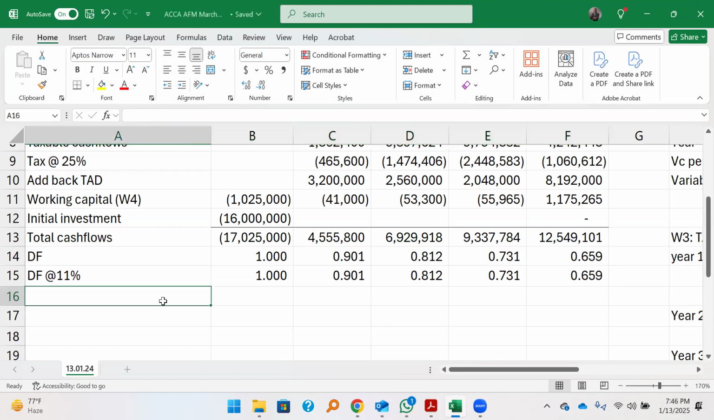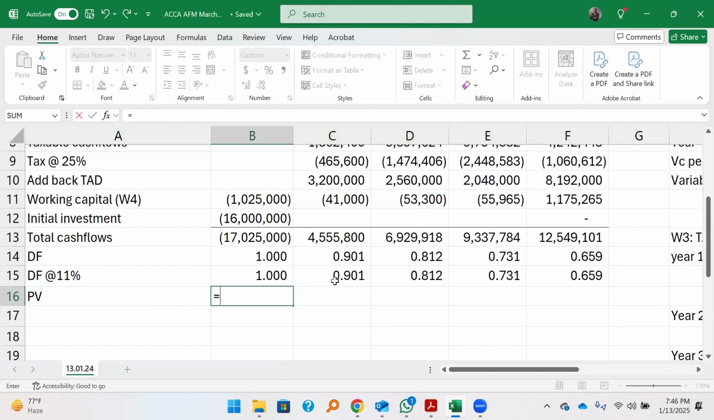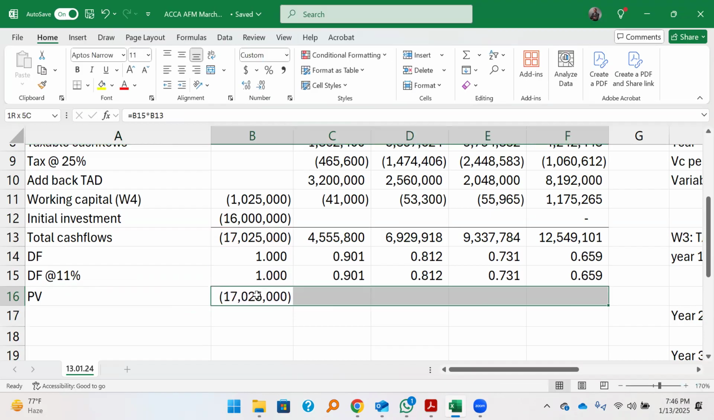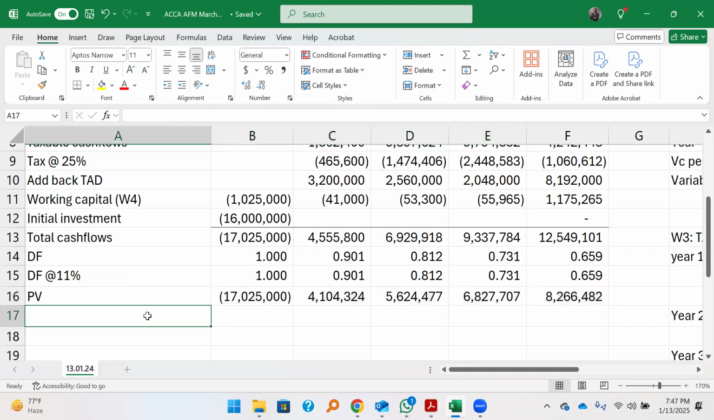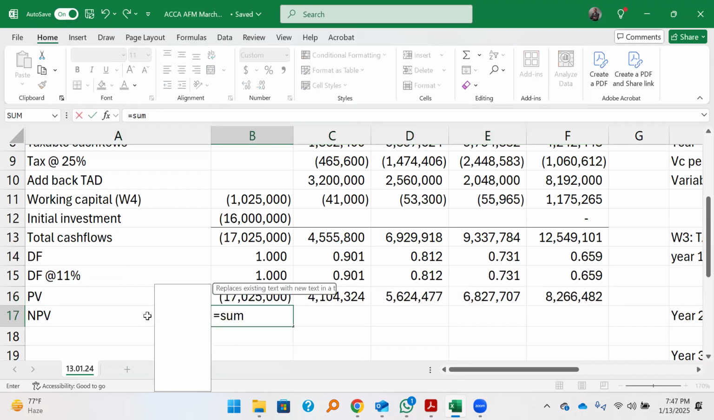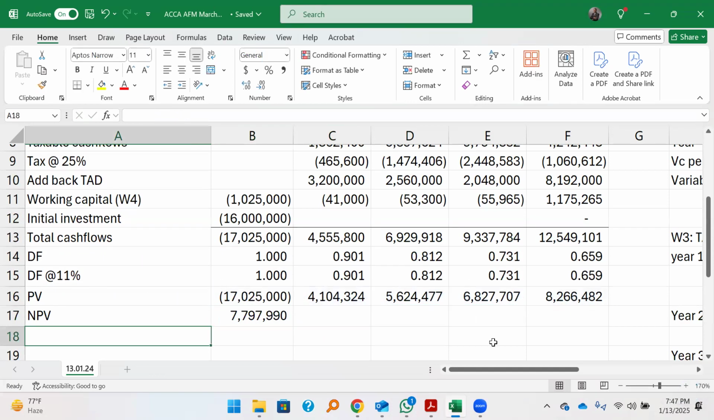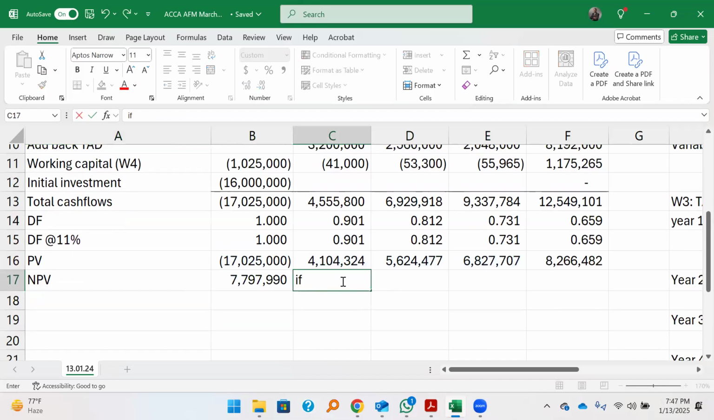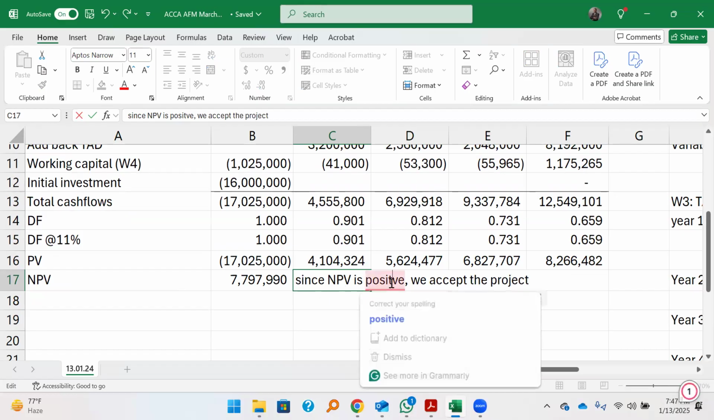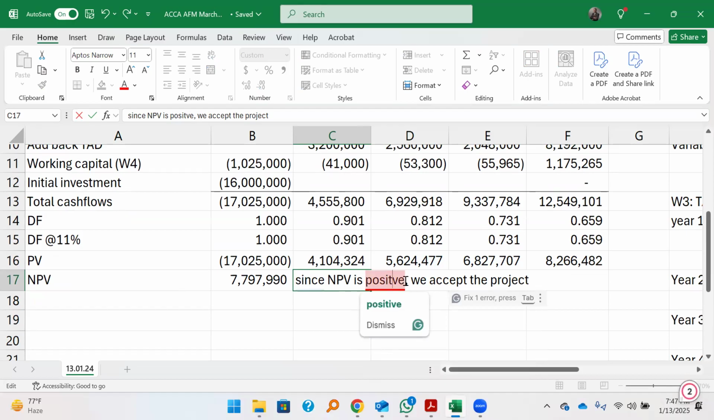So from there, you now can get present value by basically multiplying the discount factor by total cash flow. And then you drag everything, then you get net present value as the sum of our present values. So you can do it that way. And so you say since NPV is positive, we accept the project. Because this is what normally happens. When NPV is positive, we accept the project.